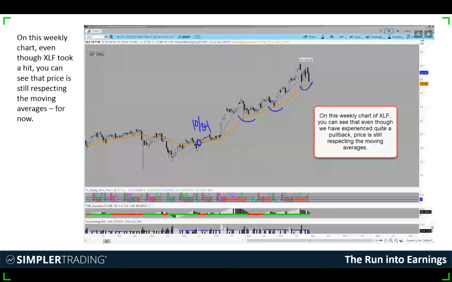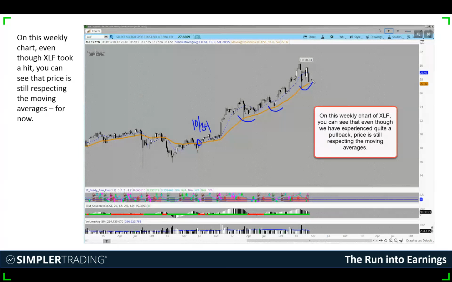So for example, part of XLF, see where the moving averages crossed right about here. You can see that price is staying above that 34 EMA on the weekly chart. It comes down, it holds those levels, and it maintains that 34 EMA. You can also see that the 8 is above the 34. So that's pretty much what we're looking for there on the weekly chart for an anchor.